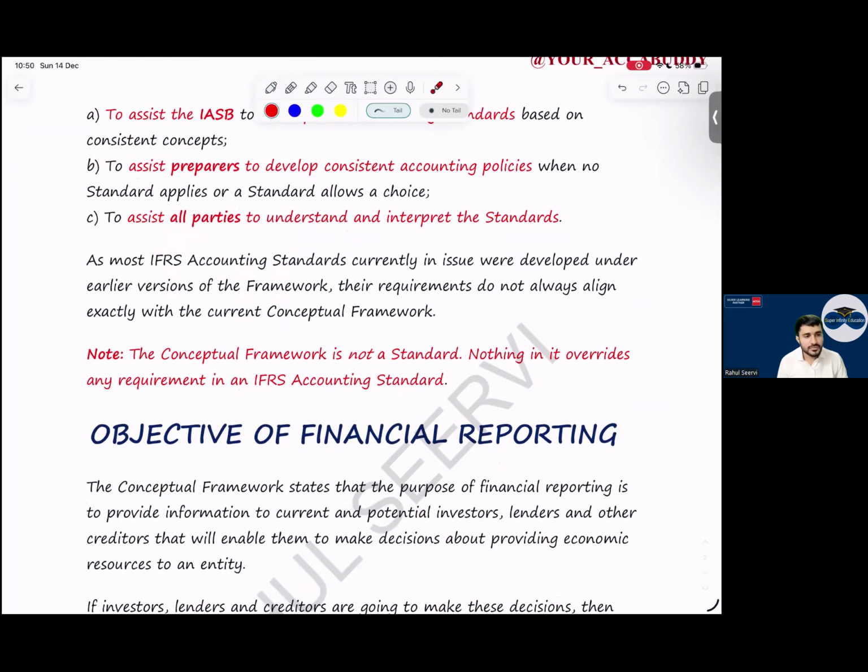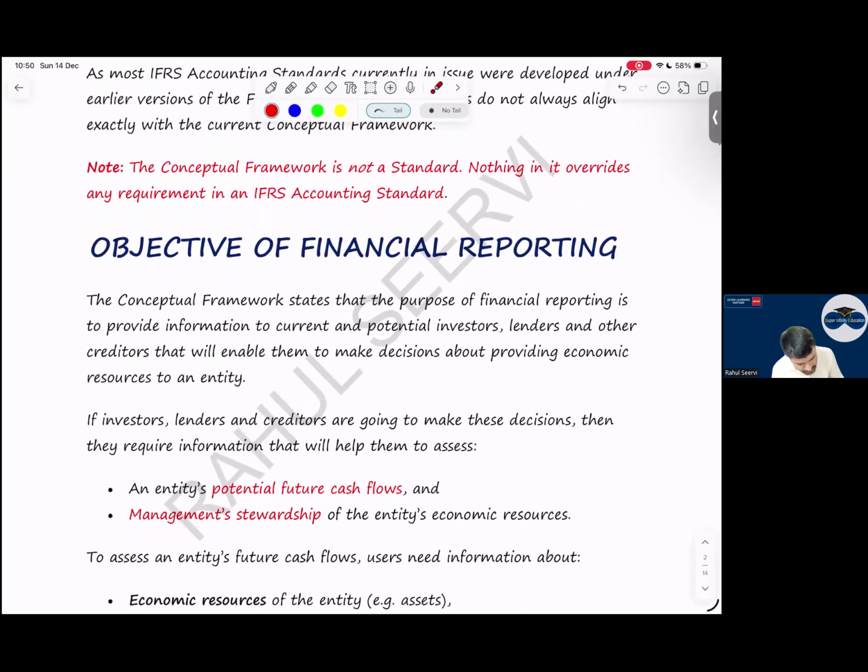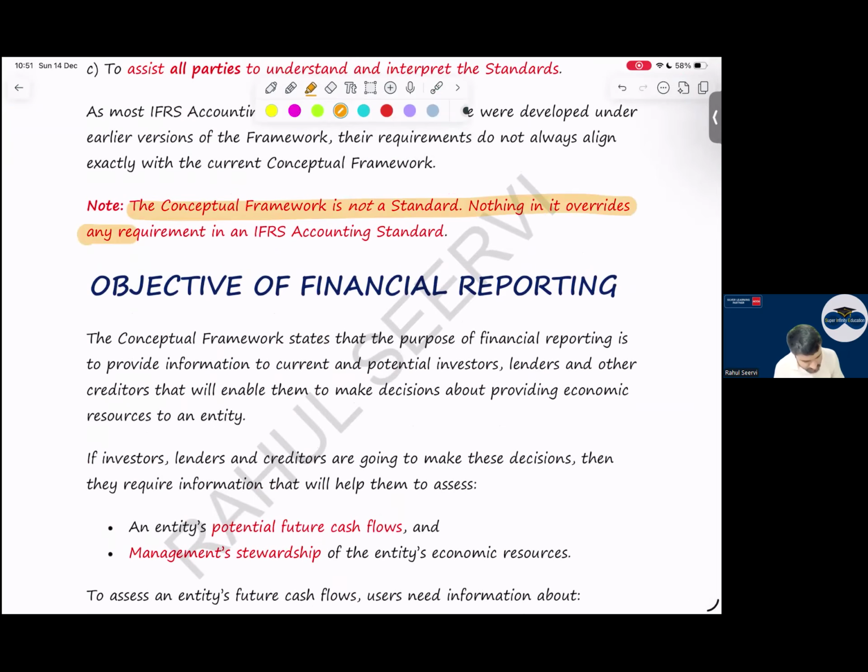Yes, sir. Now, is the conceptual framework a standard? Is it a standard? The conceptual framework is not a standard. Understand that. It is only the basic principles which are provided, not a standard. Now, this conceptual framework has been changed. There are some amendments from 2018. But your IAS are based on the old conceptual framework, so there will be some clashes or conflicts. So no issues.